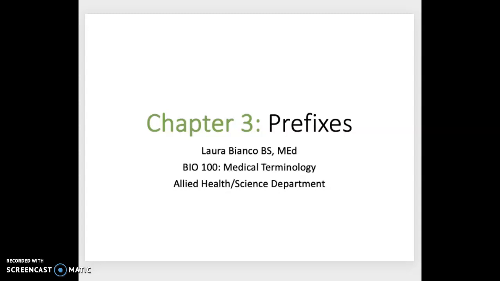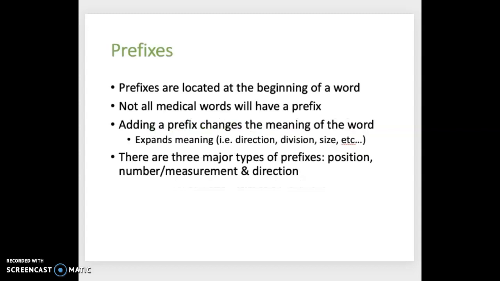This is the lecture for chapters 3 and 4. Chapter 3 reviews prefixes and their use and just some of the common prefixes. Remember, a prefix is a word element that's located at the beginning of a word, and changing a prefix can change the meaning of the entire word.